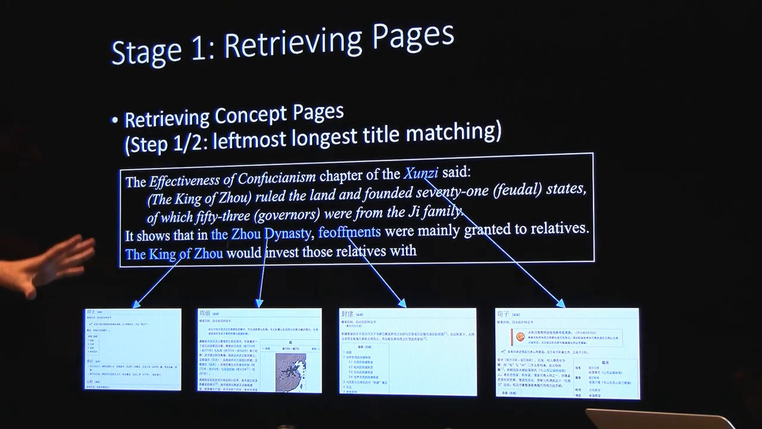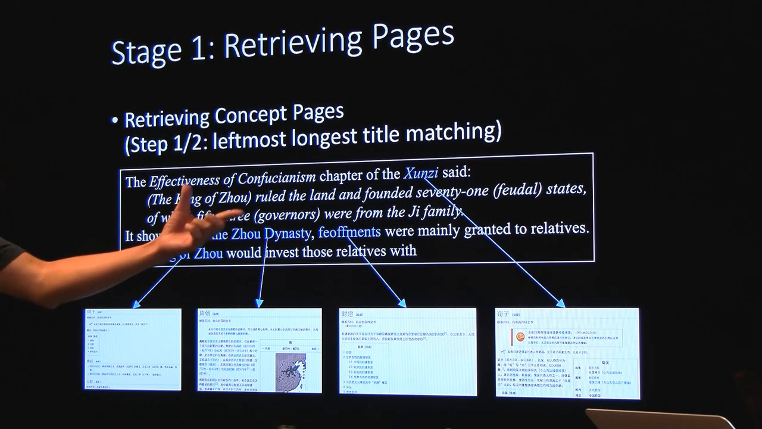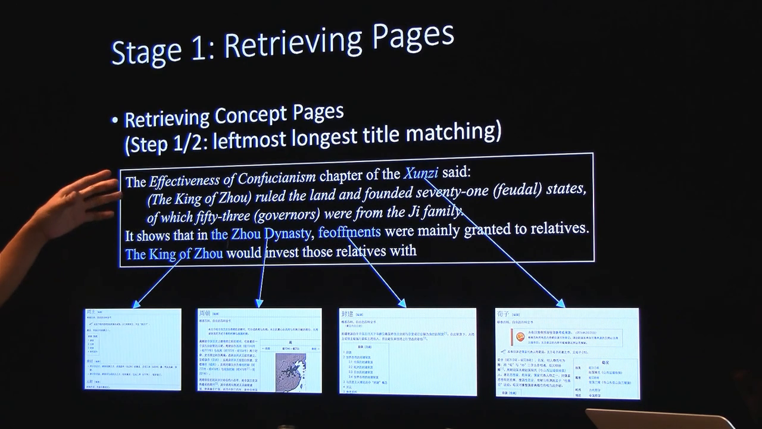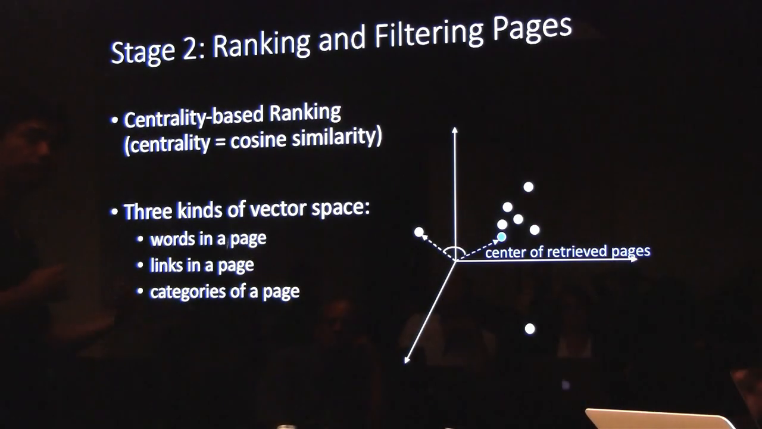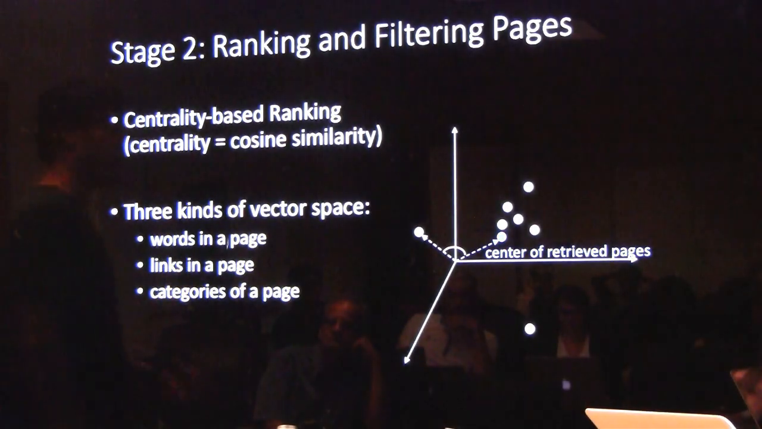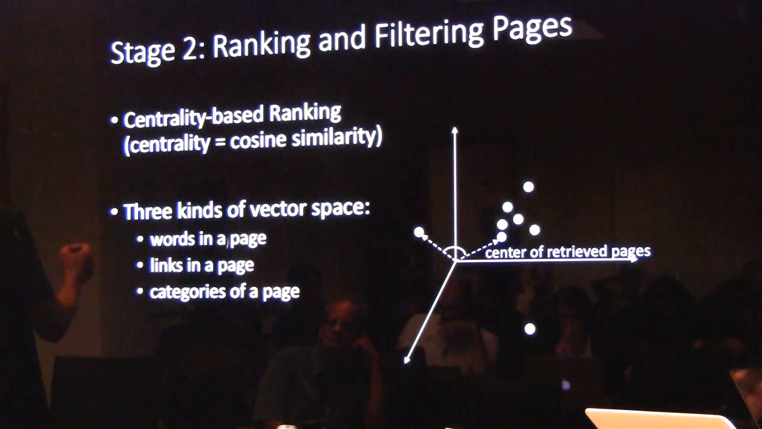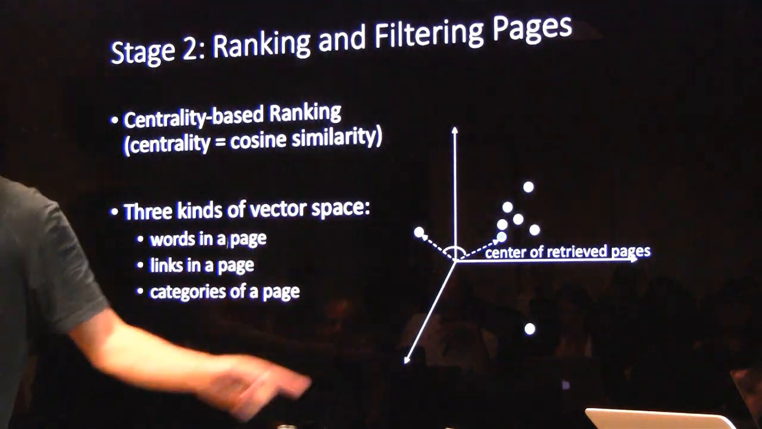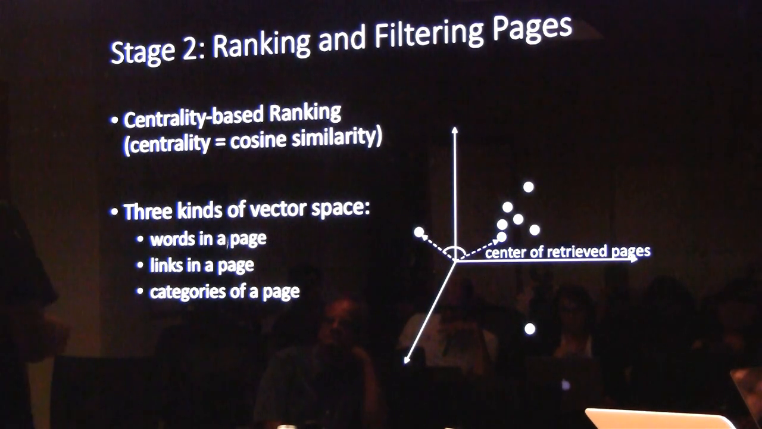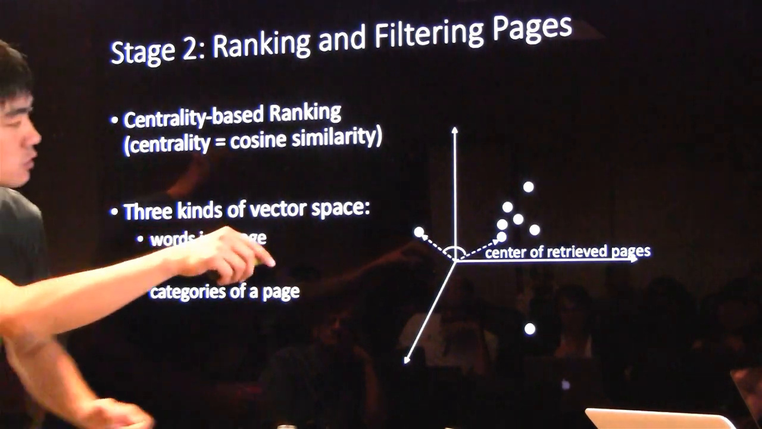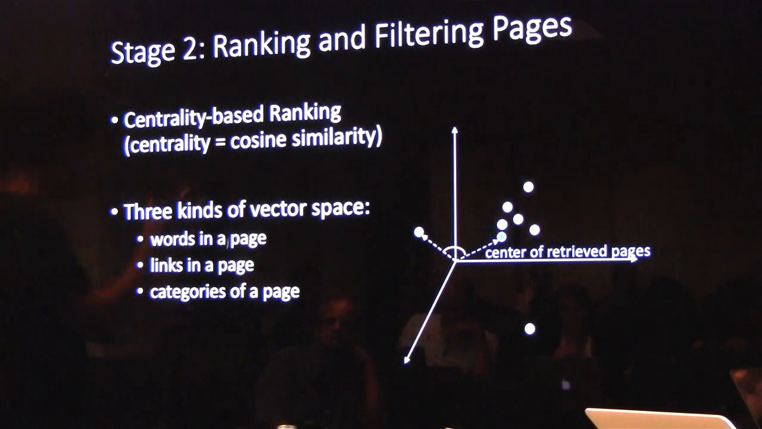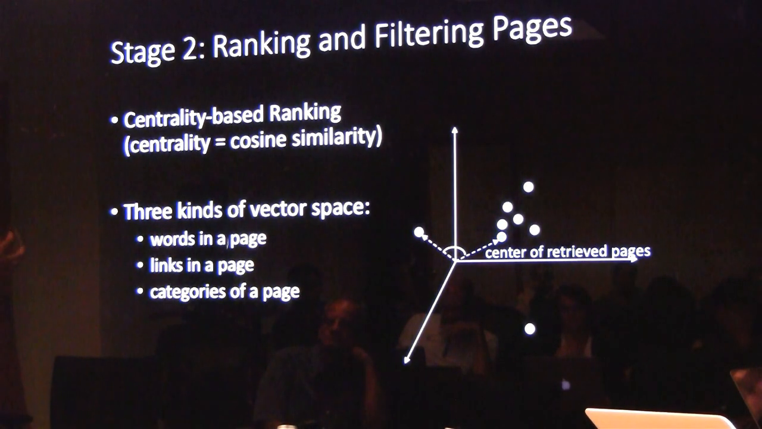We firstly do entity linking. We try to identify the entity mentions in the question and link them to Wikipedia articles to retrieve a lot of Wikipedia pages. Then we represent each page as a point in a vector space and compute the center of the pages to identify the noise pages that will be filtered out. And we will use the remaining central pages as evidence for entailment.